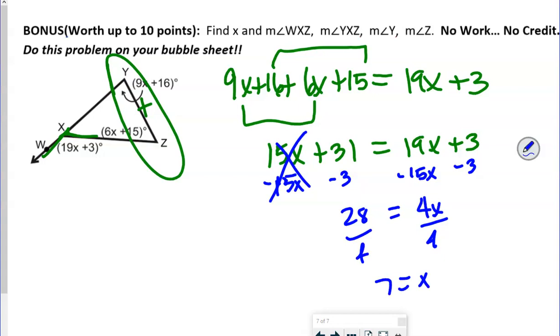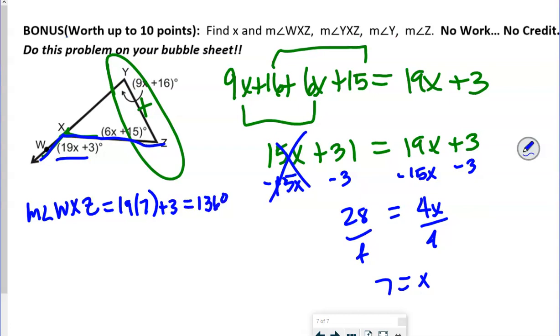So let's just do the measure of angle WXZ. That's this one right here, guys. That's that. So we're going to do 19 times 7 plus 3. And that was equal to 136. You can do that right in your calculator, right? Now let's go ahead and go on and do just this angle right here. Actually, let me show you this angle right here, right?